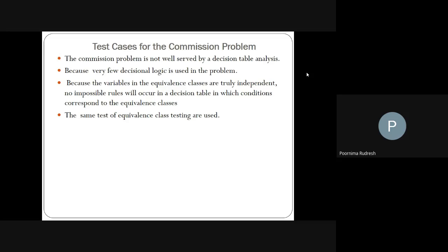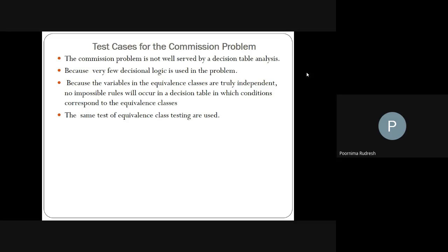Here we are going to write the test cases for the commission problem with the help of the decision table. The commission problem is not well served by a decision table analysis, because here we cannot represent it with true or false conditions, and very little decision logic is used in the problem, because they have clearly specified what sales he has to make and what commission he is going to get. That is clearly defined, right?